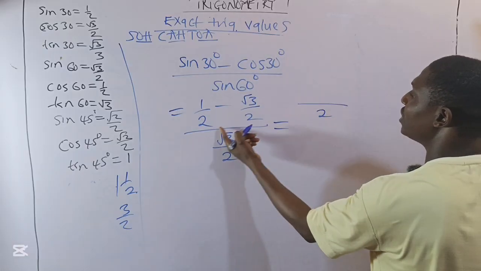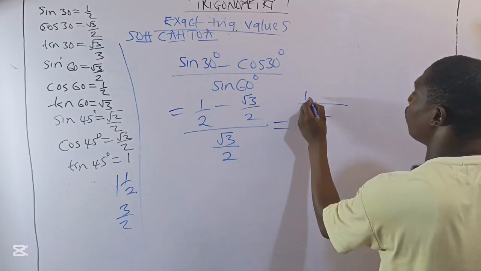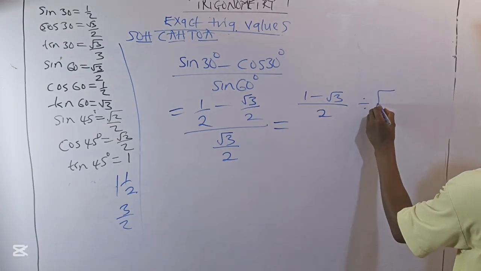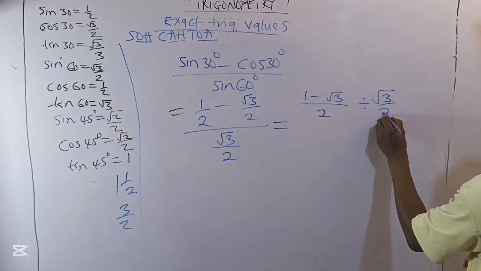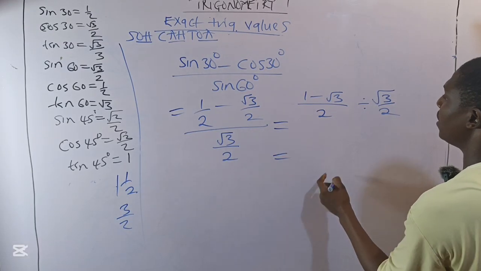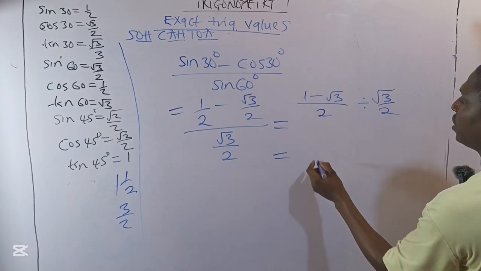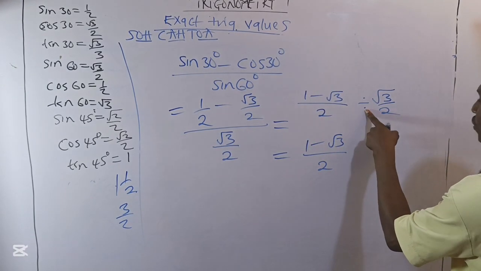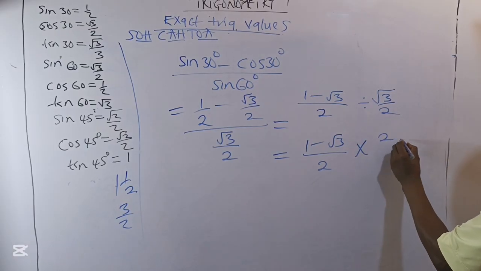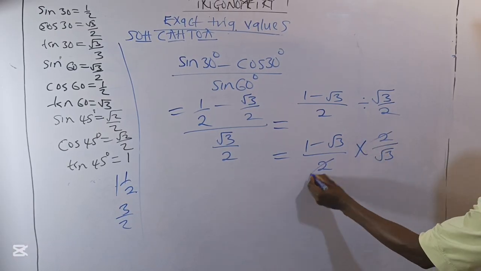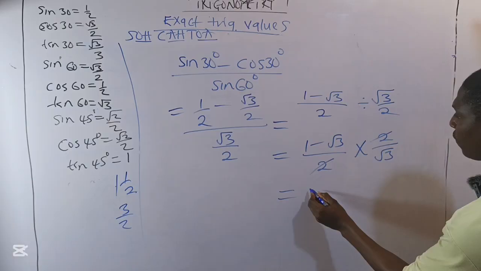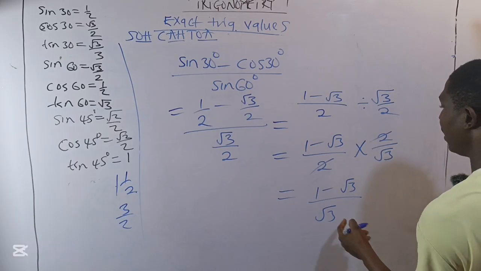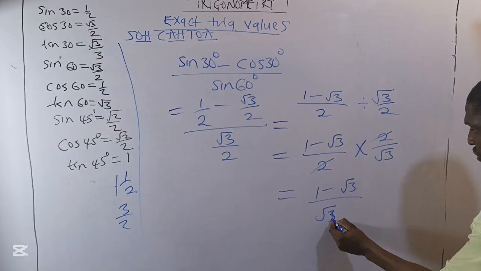So the LCM is 2. Since the numerator has the same denominators, you simply have 1 minus root 3. Let me use this division sign for this. And I'll have root 3 all over 2. And this will give me 1 minus root 3 all over 2. If I change division to multiplication, I'll have 2 all over root 3. And this can simply cancel this. And I'll have 1 minus root 3 all over root 3. Now I have a surd at the bottom.